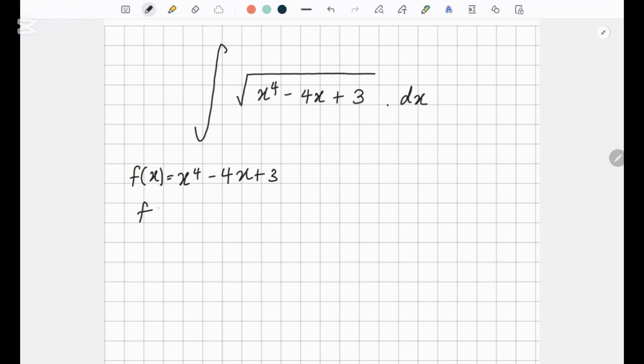If you substitute 1, let's say, I'm trying the trial and error method. If I substitute 1, I'll get 1 to the power 4 minus 4 into 1 plus 3. So this will give you 0, meaning x equals 1 is a factor. So you can divide the polynomial by x minus 1 to simplify it.